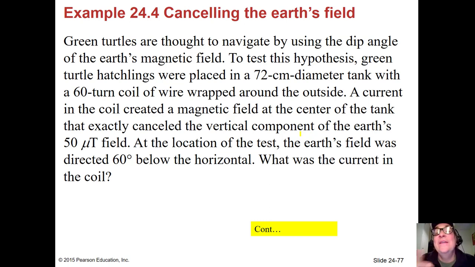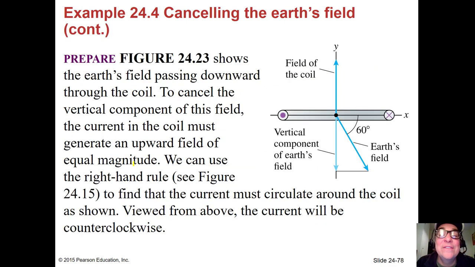Basically, the loop is going to produce a magnetic field in one direction. You want to cancel out the Earth's magnetic field that's in the opposite direction, and we want to know how much current that has to be. This dip angle comes into play because that has a horizontal and vertical component, and from this dip angle we can figure out the vertical component. So basically, you're kind of messing with the turtles. You're canceling out the vertical component of the magnetic field to see what happens, to test the hypothesis.